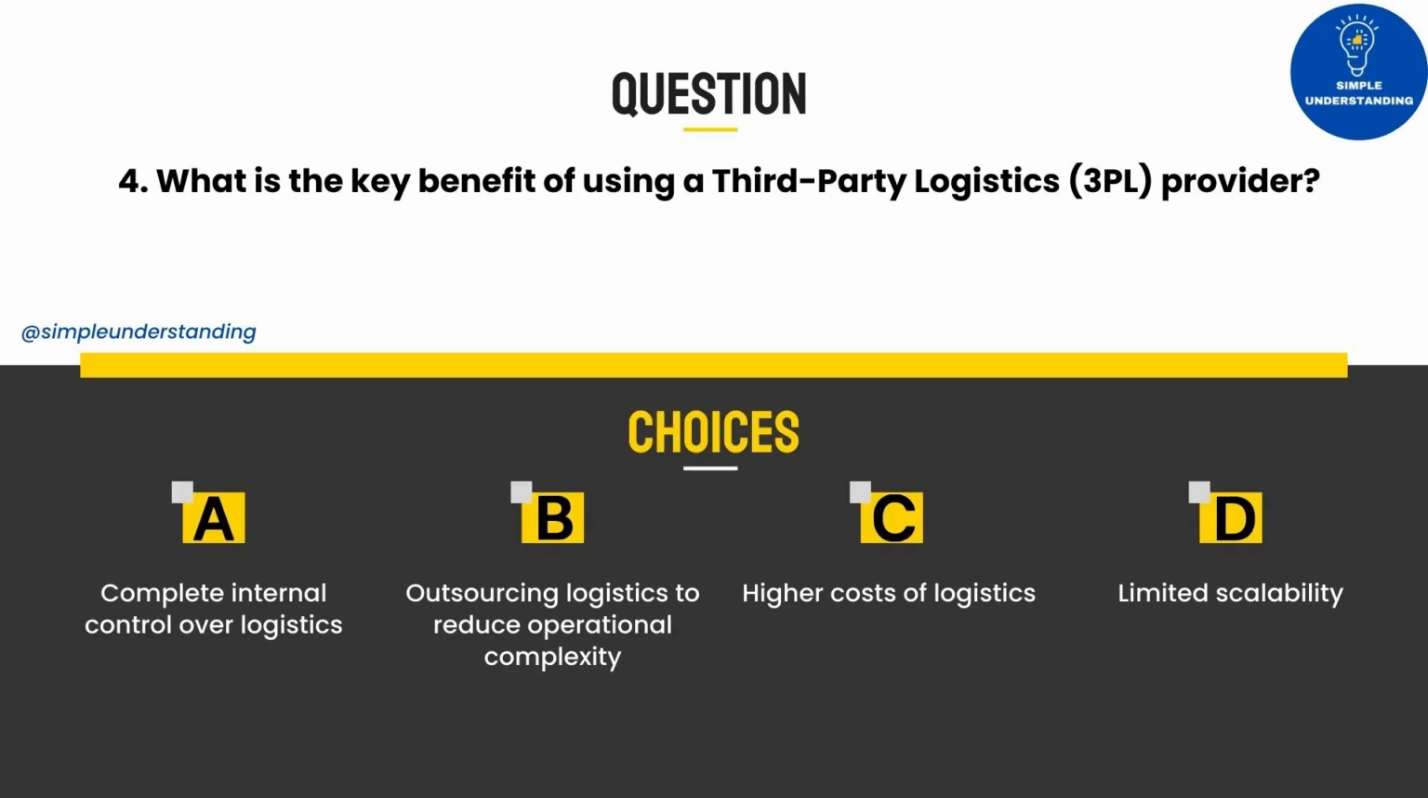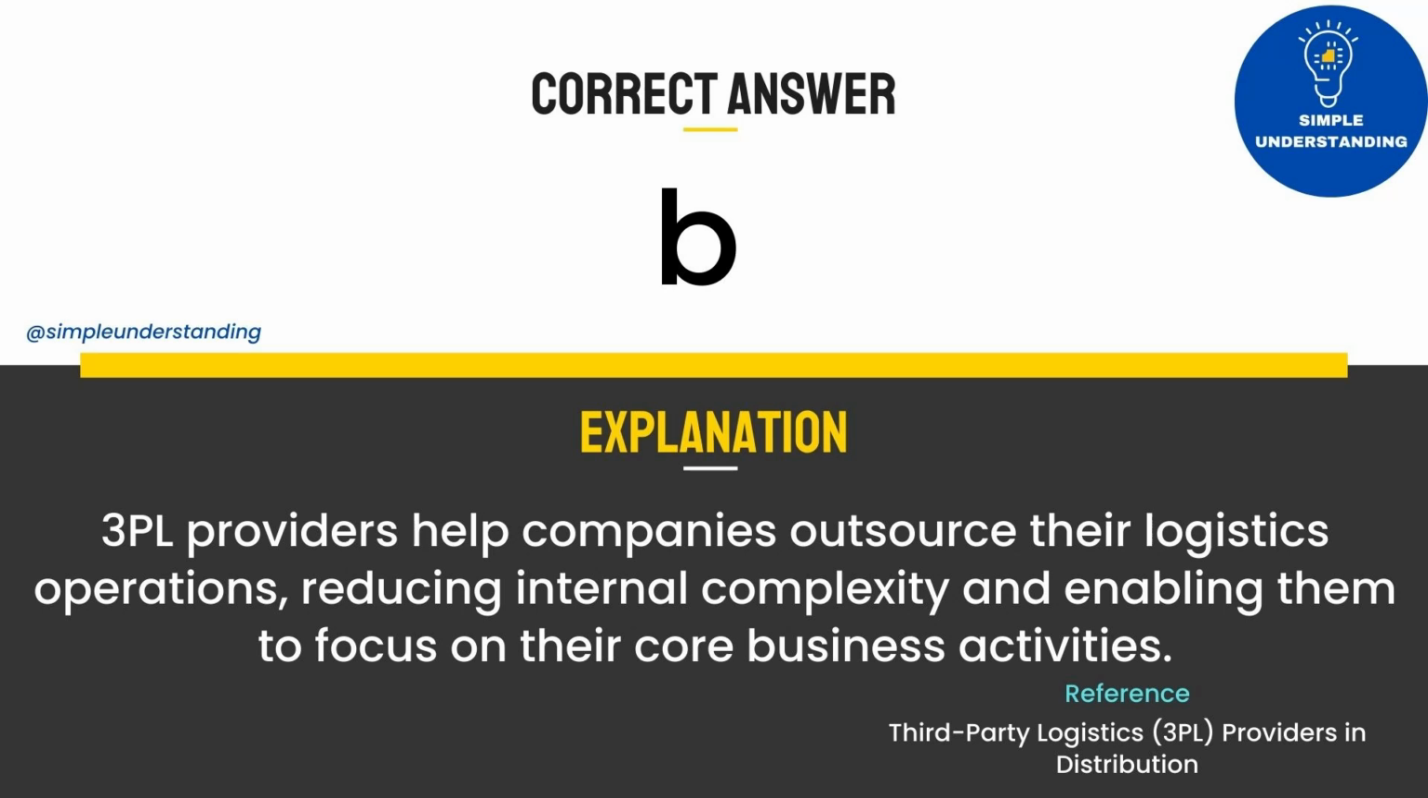4. What is the key benefit of using a third-party logistics (3PL) provider? A. Complete internal control over logistics. B. Outsourcing logistics to reduce operational complexity. C. Higher costs of logistics. D. Limited scalability. Answer B. Overall explanation: 3PL providers help companies outsource their logistics operations, reducing internal complexity and enabling them to focus on their core business activities.